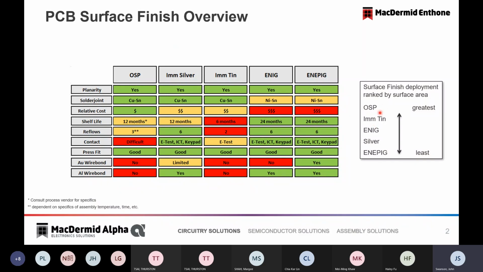Over here on the right side, we generally just give some general ranking for the use of circuit boards by surface area. If we look at surface area of circuit boards, the most used surface finish is OSP, and perhaps the least used is ENEPIG by surface area. But there's many more specific choices and issues that you would consider when choosing a finish for your application. So I hope I can help today give some insight as to some of these strengths and weaknesses and details for each finish.